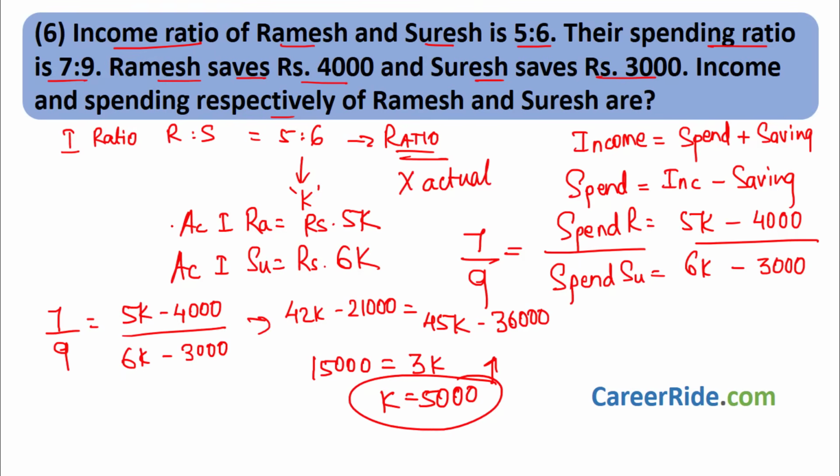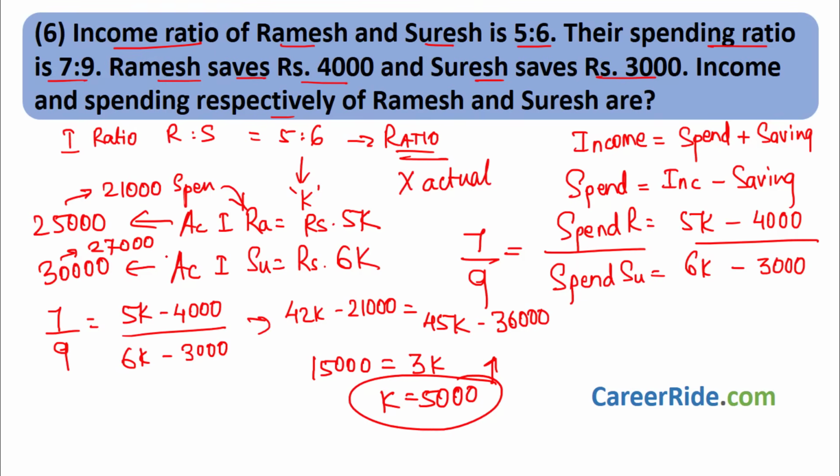So what is the income of Ramesh now? 5 into 5, 25,000. What is the income of Suresh? 6 into 5, 30,000. Now we have to find the spending. Ramesh saves 4,000 rupees, right? So what is spending? Income minus 4,000, that is 21,000 is spending of Ramesh. Then 30,000. Suresh saves 3,000, rest is spent. So 30,000 minus 3,000 is 27,000 is the spending of Suresh. See how easy it was. You just need to remember, to calculate actual values, just take the common factor as K and then we just need to equate and solve it.